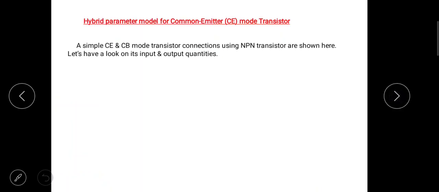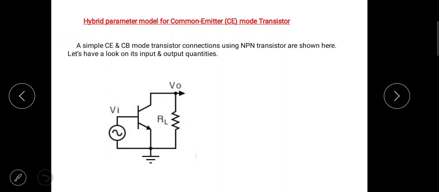So, just come to the next slide. Actually, we are interested in finding the hybrid parameter model for common emitter mode. Now, come to this circuit. This is a very simple NPN transistor connected in common emitter mode. Here this emitter terminal, see this terminal, it is common towards input and it is also common towards output. That is why it is called common emitter mode or CE configuration of transistor.